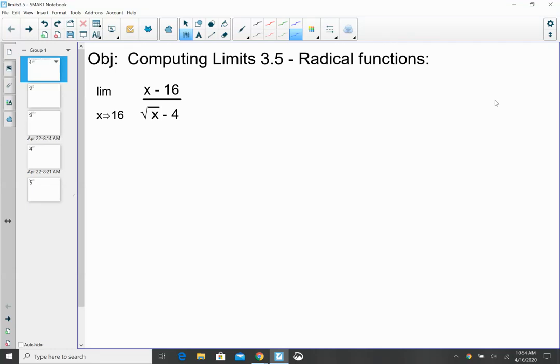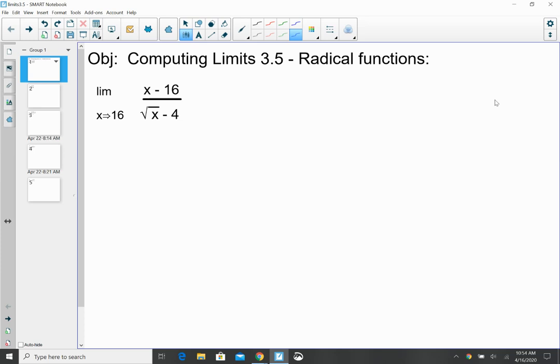Good morning. And today's lesson is about computing limits that deal with radical functions. And when I say radical functions, I'm talking about functions that have square roots or other kinds of roots in them. Now, the easiest thing to do, as I've been telling you, and the first thing you should try to do, is plug in the x value when trying to evaluate the limit.